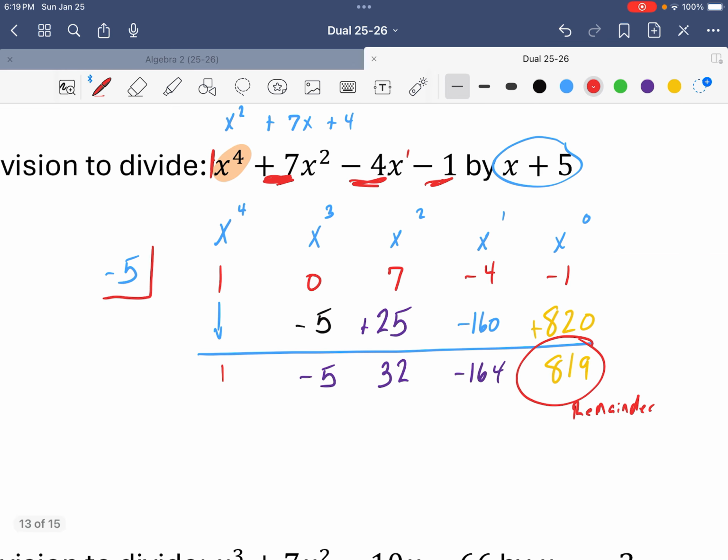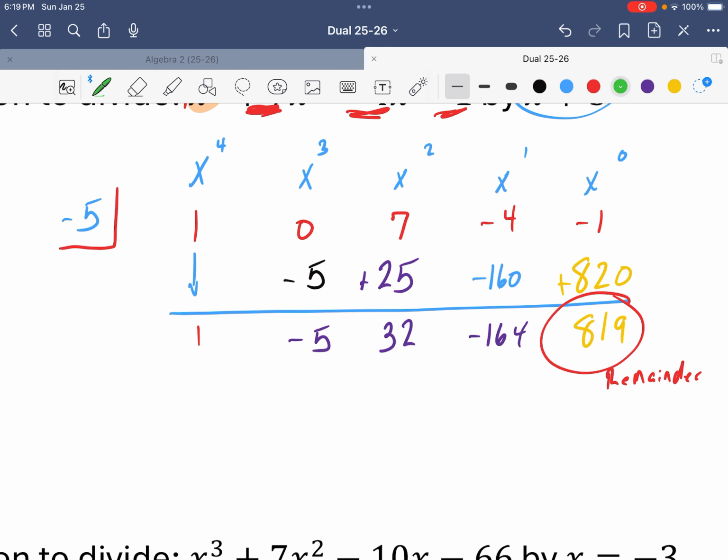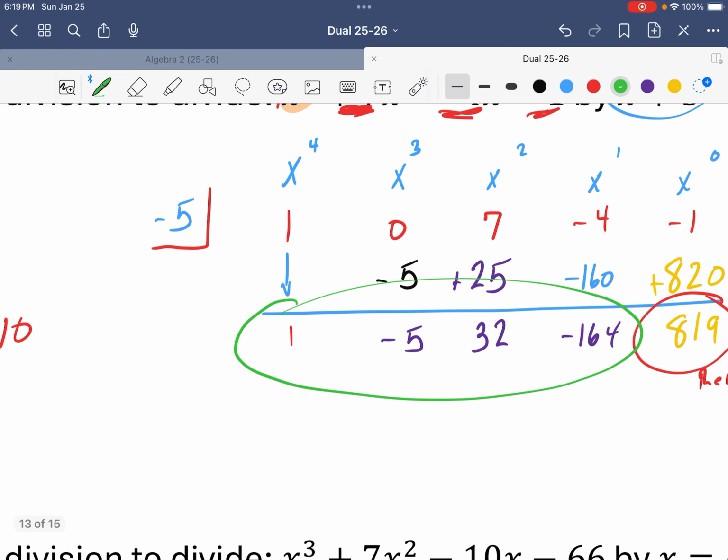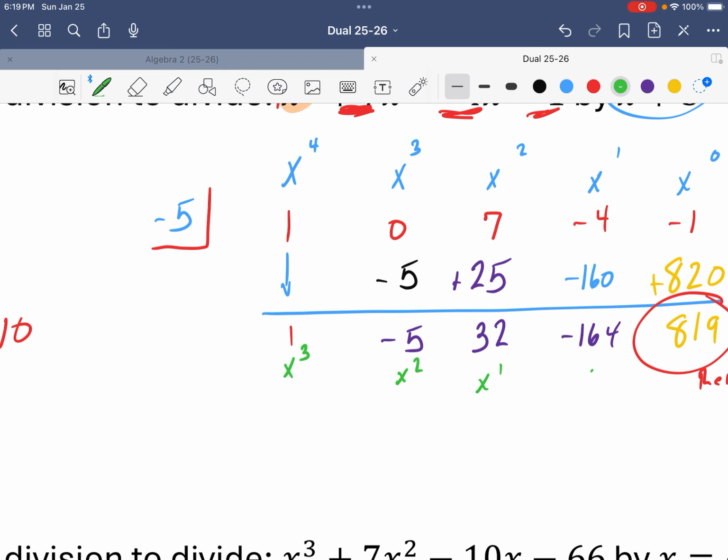Now, what is my quotient? My quotient is the other numbers, right? These numbers right here. So remember, the highest power was x to the 4th power. Synthetic division is going to bring it down a notch, right? So this is now going to be x cubed. That's going to be x squared. That's going to be x1, and that's going to be the x0.